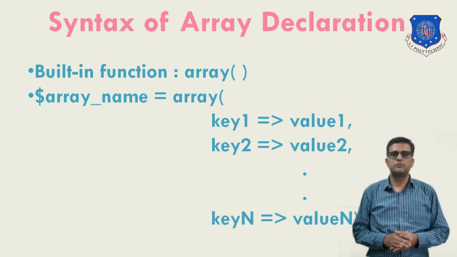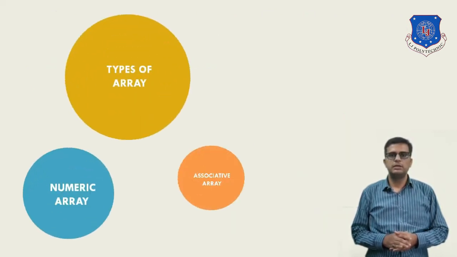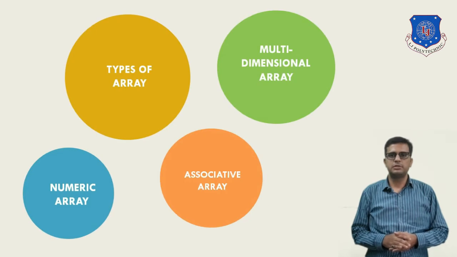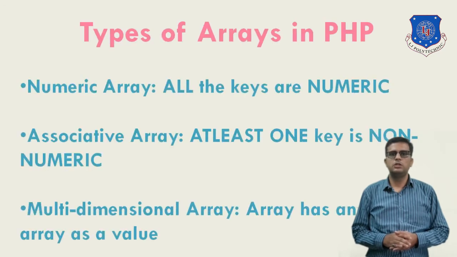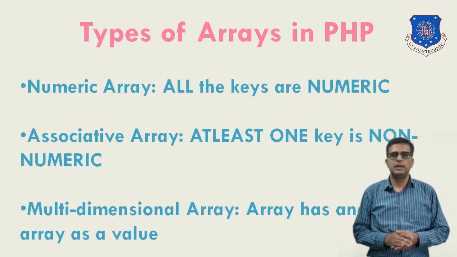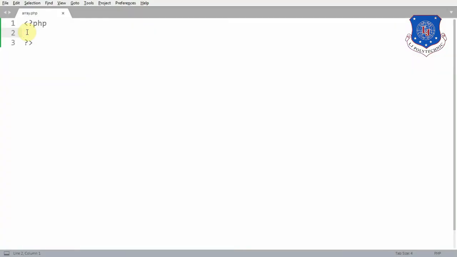Now there are three types of array in PHP: numeric, associative and multidimensional. If an array has all the keys numeric, it is called a numeric array, while if at least one key in the array is non-numeric, it is called an associative array. If an array contains an element with another array as a value, it is called multidimensional. Let's understand these types by example. So let's now see types of array in PHP and understand them by example.